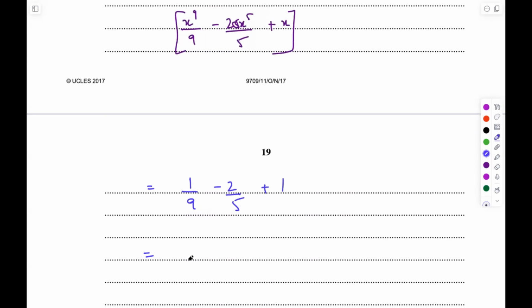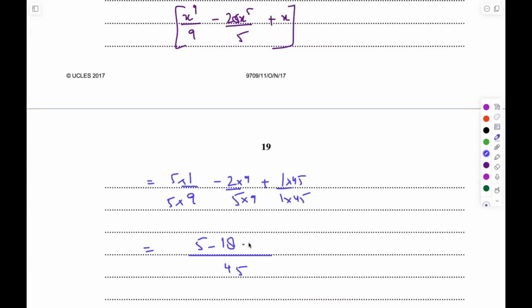Taking the LCM of 9 and 5, this will become 45. So this will be 9 times 5. This will become 5 minus, this will multiply by 9. So this will also multiply by 9. And as the denominator over here was 1, so this will become 45. So this will also multiply by 45. So 5 minus 18 plus 45. When we substitute this in the calculator, 5 minus 18 is minus 13, minus 13 plus 45 is 32.